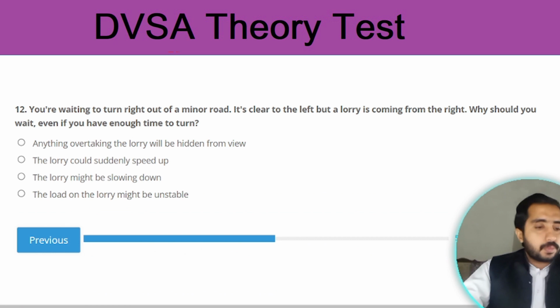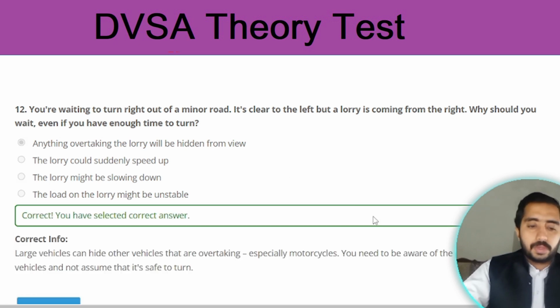Next one. You are waiting to turn right out of a side road. It's clear to the left, but a lorry is coming from the right. Why should you wait even if you have enough time to turn? Why do you need to wait? In this situation, another vehicle overtaking the lorry will be hidden from view. Option A is the correct one.